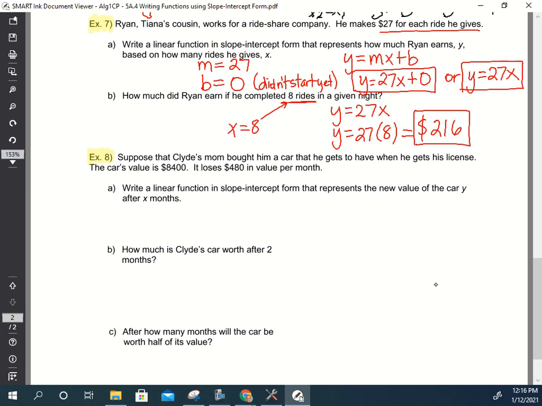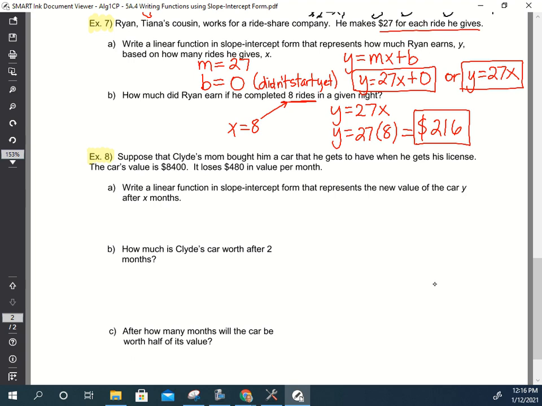All right. Last one. Last example. Suppose that Clyde's mom bought him a car that he gets to have when he gets his license. The car's value is $8,400. It loses $480 in value per month. Clyde, you trying to drive? Anybody in here trying to drive?